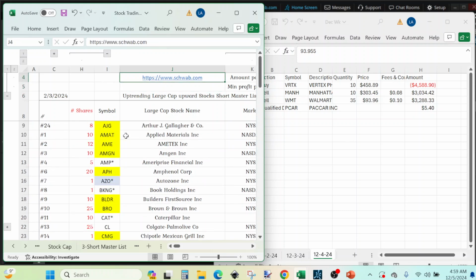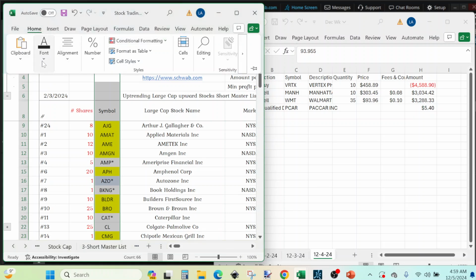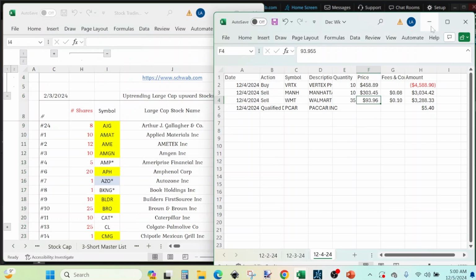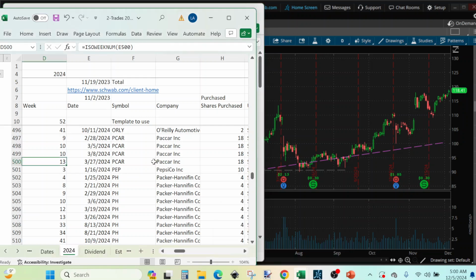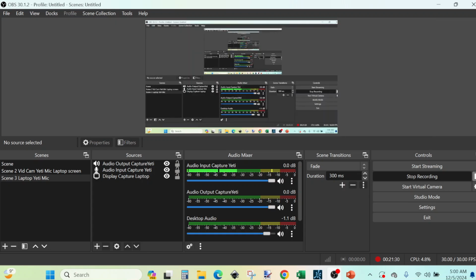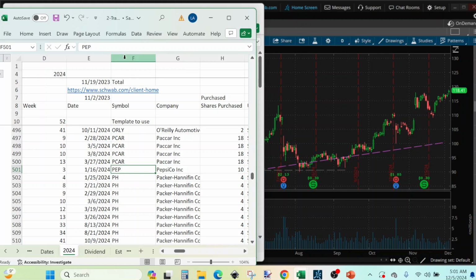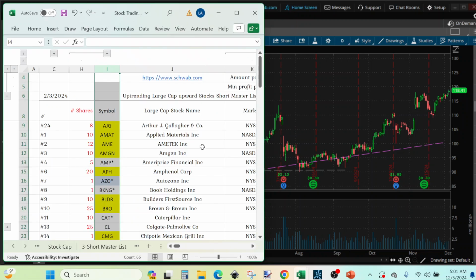So now we'll remove the red color. And let's save our things here while I go wake my daughter up. Okay, so we save this workbook.